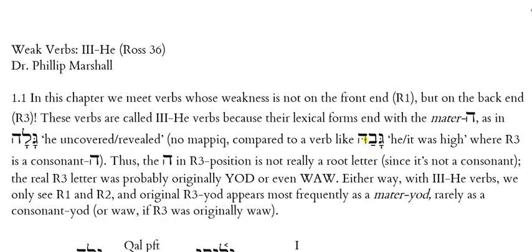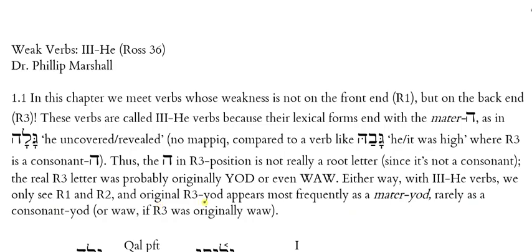Here, root 3 is really a consonant hay. Whereas over here, the hay that I see is a vowel marker. It's not a real consonant. So when we have these lexical forms of 3-hay weak verbs, the hay in root 3 position is not really a root letter, since it's not a consonant. And the real root 3 letter was probably originally yod or even vav. Either way, with 3-hay verbs, we only see root 1 and 2.